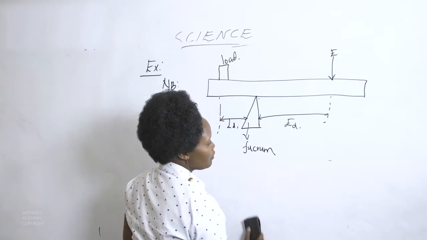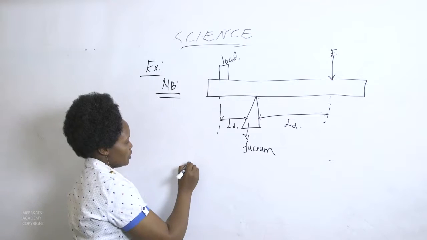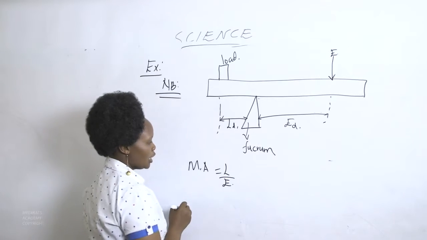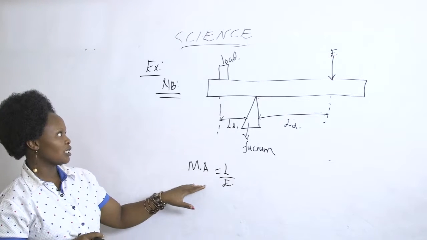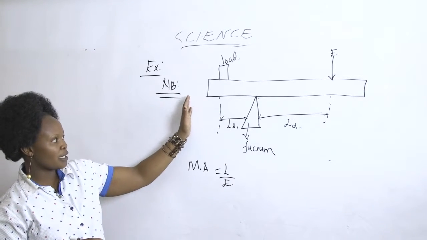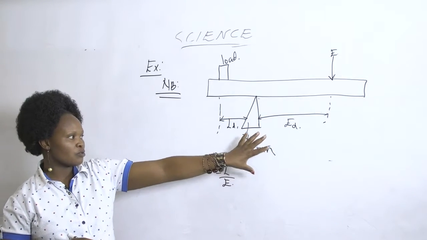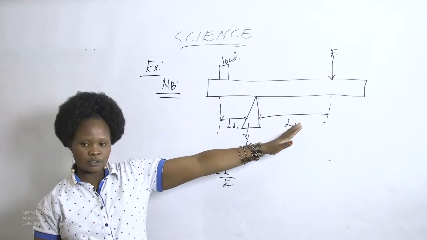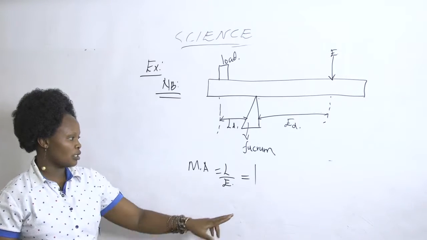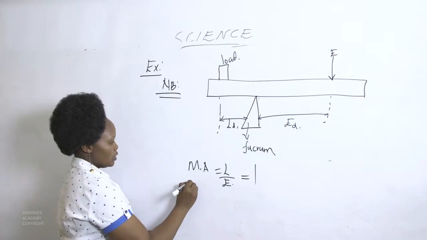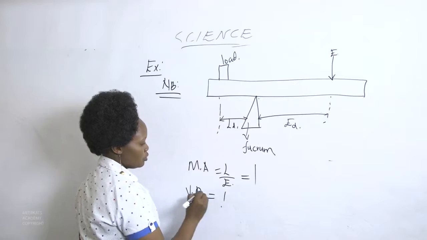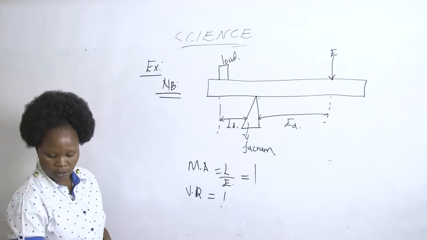Therefore, mechanical advantage is load over effort and gives us the advantage that this machine brings about in doing more work than the effort. But now that we want to strike a balance, the two have to balance. That is why we said that mechanical advantage should be equal to one, or velocity ratio should also be equal to one for the system to balance.